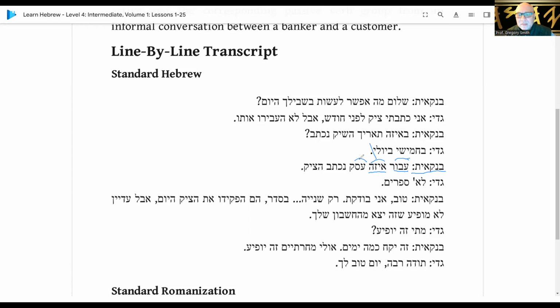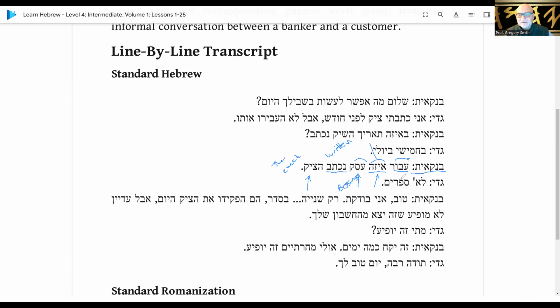Okay, so esek. Looks like it's probably a paycheck for an employee. Now, niktav is the written. And hachek, that's the transliteration of the check. Okay, so this has got to be esek. It's got to be the business. עבור איזה עסק נכתב הצ'ק? Esek is the business. That's got to be the business.